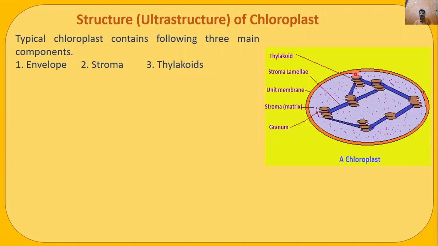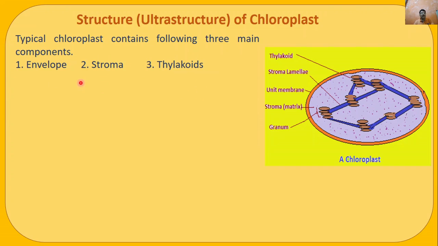You can see this diagram here. This is a very simple structure of chloroplast shown in the diagram, and it has different parts. This is the outer membrane of the chloroplast, and these are grana lamellae, and this empty space is known as stroma. So this is a very important and very simple structure of chloroplast. Now a typical chloroplast contains the following three main components. First is envelope, second is stroma, and third is thylakoid.